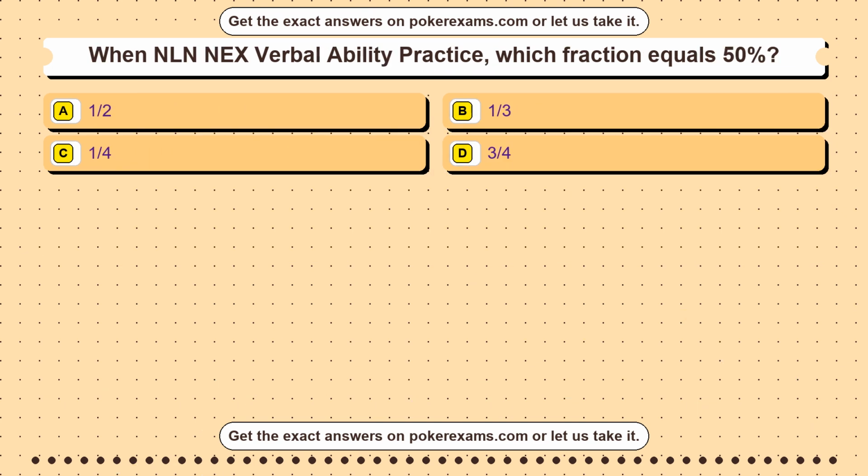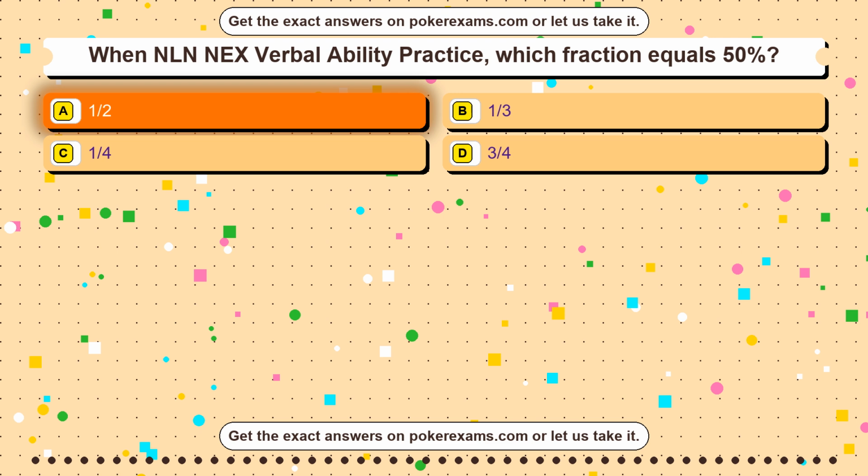Question 49. When GED statistics practice, which sentence uses evidence best? Option A, the article states that graduation rates rose by 8%. Option B, everyone knows the result. Option C, it seems true to me. Option D, the answer is probably obvious. The correct answer is option A.